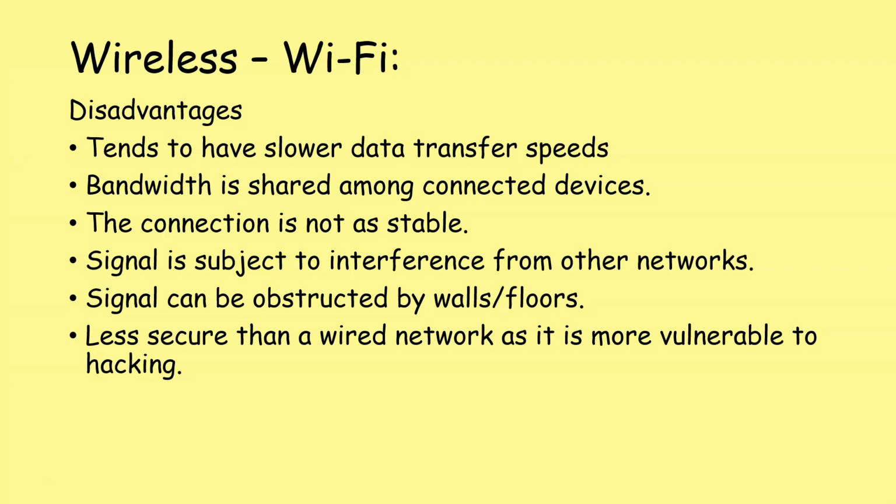The connection for Wi-Fi isn't as stable. You've got interference from other networks. You've got interference from walls and floors and building materials that happen to be in them. It's also less secure than a wired network, and it's more vulnerable to hacking. With a Wi-Fi connection, it's very important that you have encryption turned on. Otherwise, anybody can receive those packets of data because they're just broadcast in the air.